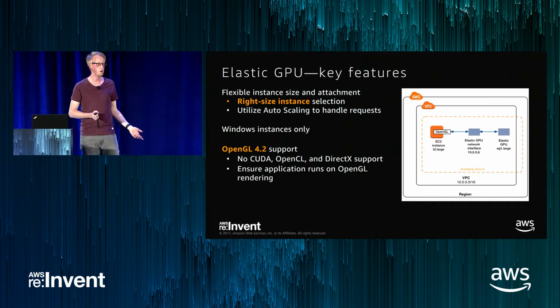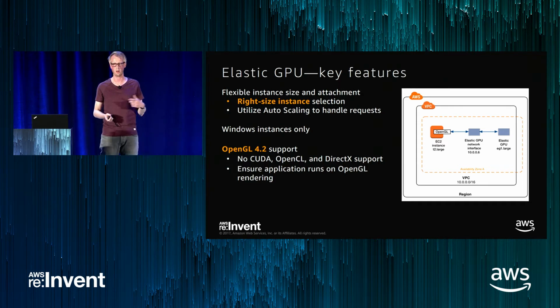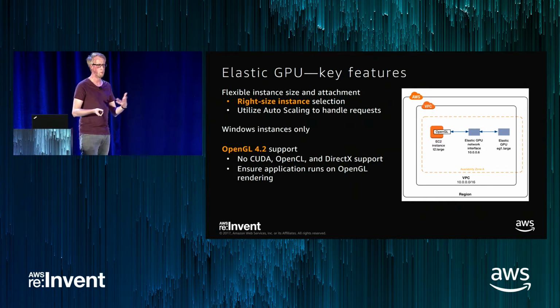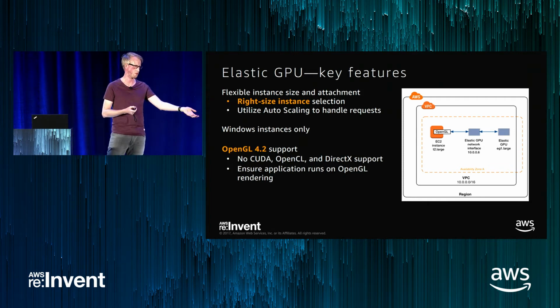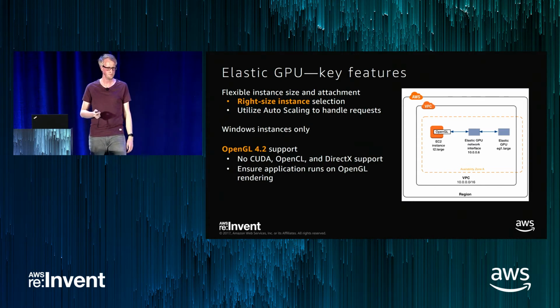It happens over the network, and it's currently Windows only, and keep that in mind, it only supports OpenGL 4.2. So there's no CUDA acceleration or OpenCL or DirectX at the moment. So you need to make sure that your 3D engine, whatever you pick, is capable of running in OpenGL mode, and then maybe force it to actually utilize that and not fall back to software rendering.